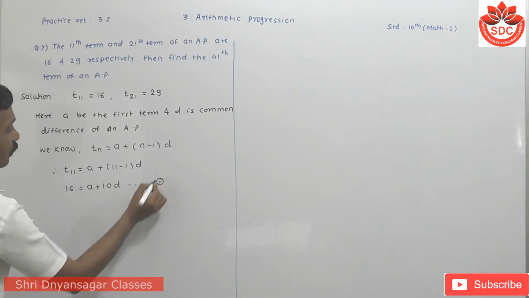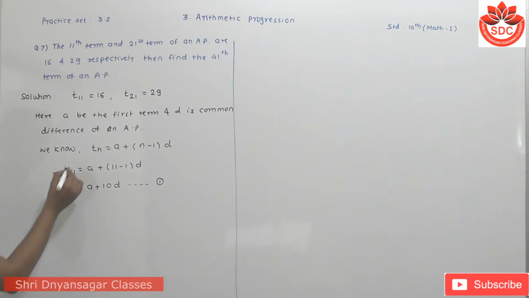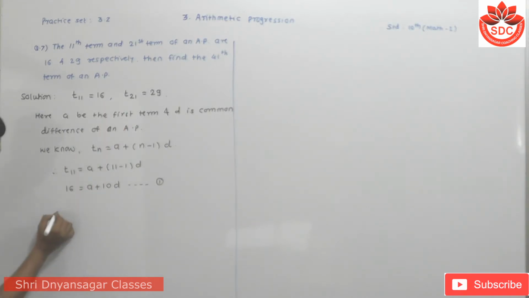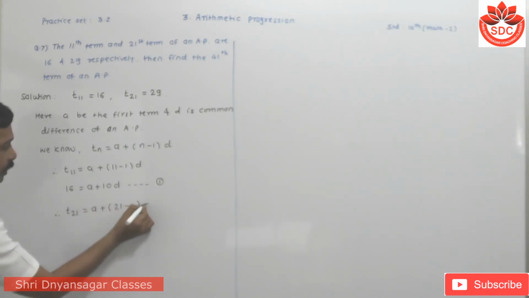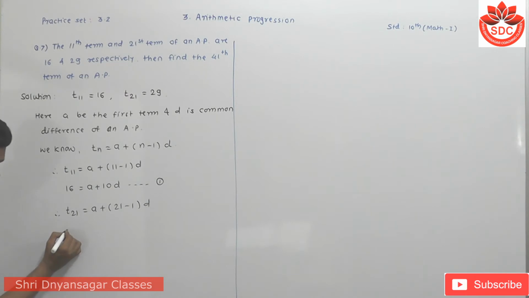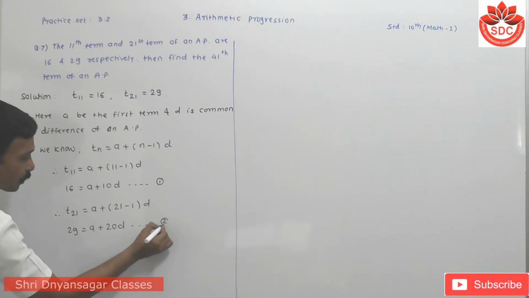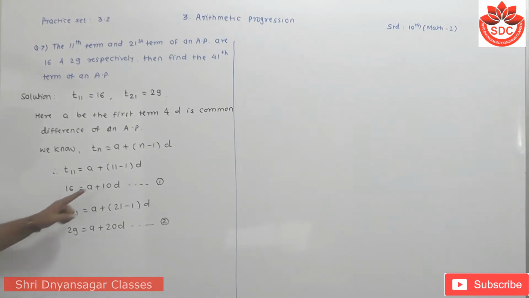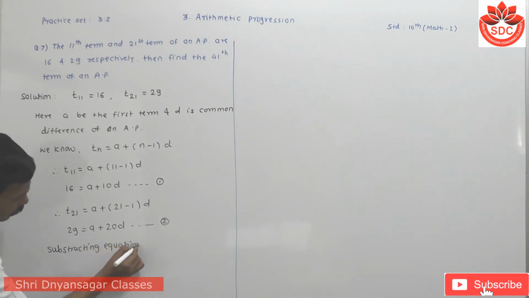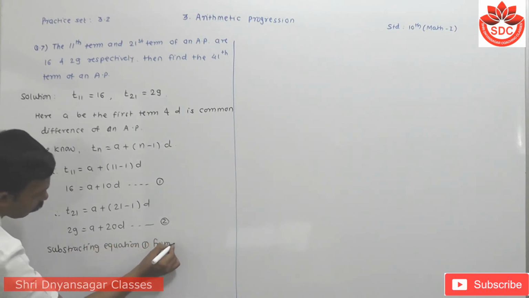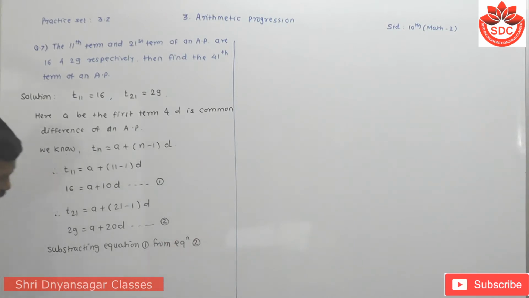Suppose this is equation number first. Then again we substitute the value of 21 here. T21 is equal to a plus, n is 21, minus 1 into d. T21 is given as 29, so 29 is equal to a plus 20d. Suppose this is the second equation. Now subtract the first equation from the second equation.